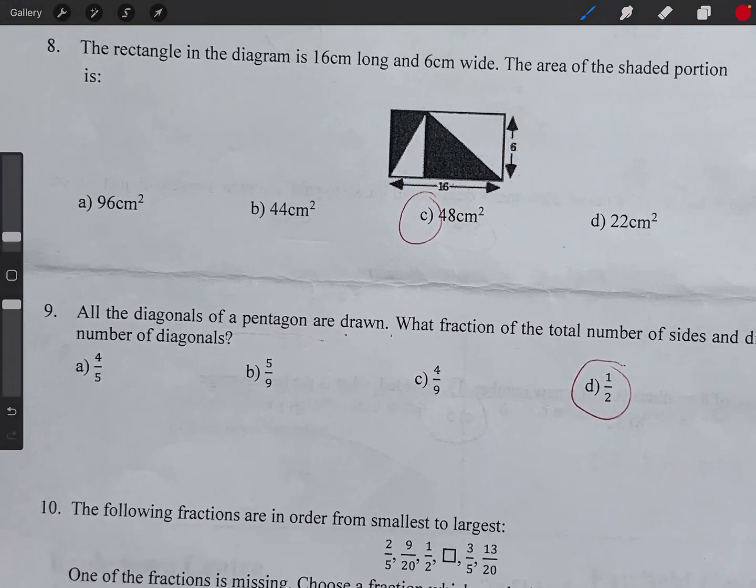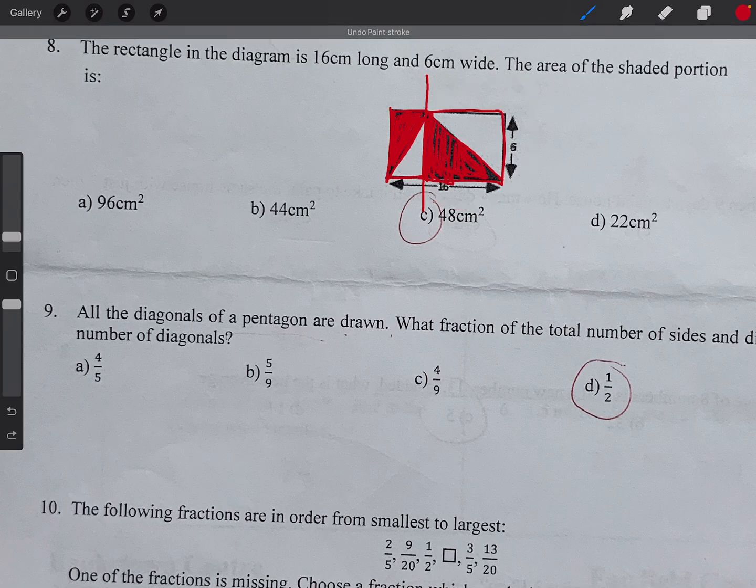Okay, next one. The rectangle diagram is 16 centimeters long and 6 centimeters wide. Find the area of the shaded portion. They want the area of the black side. So let's just cut this into 2 pieces. Now, if you look at this rectangle, what is the black area compared to the whole rectangle? Well, it's a half, isn't it? The black side is only half of the whole rectangle, and on this side, the same thing is happening. If I cut it here, the black side is a half of the rectangle on the right. It's always been a half.